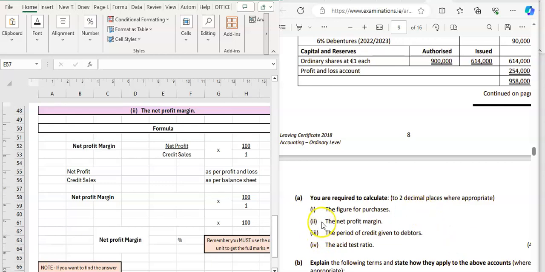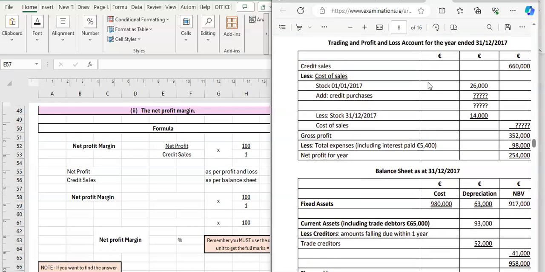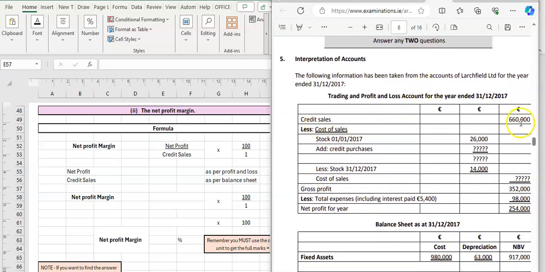Okay, so let's have a look at the second adjustment for Larchfield 2018 ordinary level question 5, and it says calculate the net profit margin. So we know the net profit margin is your net profit divided by your credit sales. Those figures are got in the profit and loss account. So our credit sales 660,000, our net profit 254,000.